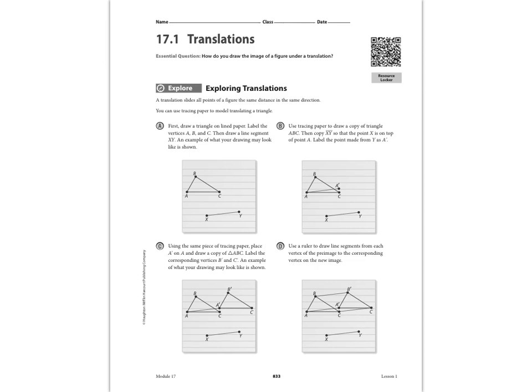Let's take a look at lesson 17.1, translations. This is the first type of transformation in this module that's a rigid motion. So we'll be looking at two more types of rigid motion. That's why these are all put together.